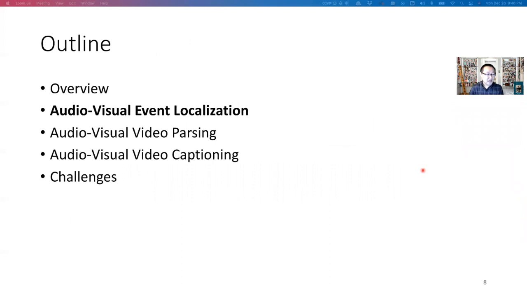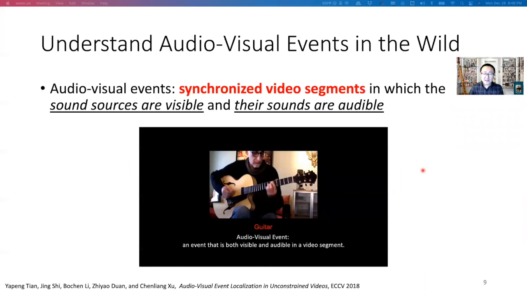Next, I will talk about audiovisual event localization. The goal of video understanding is to understand various and dynamic scenes and events inside the videos. It's essentially a multimodal problem in which both audio and visual information are helpful. In this work, we take both audio and visual modalities into consideration and explore audiovisual events in videos. What is an audiovisual event? Audiovisual events are synchronized video segments in which the sound sources are visible and their sounds are audible.